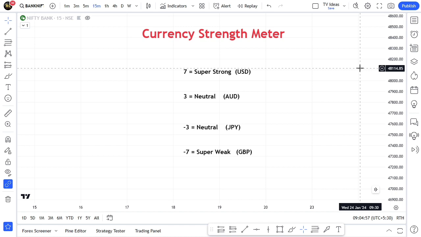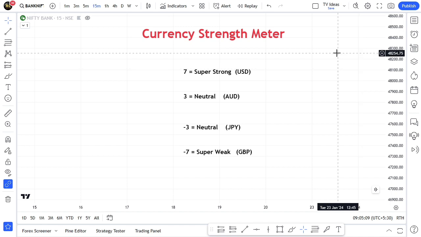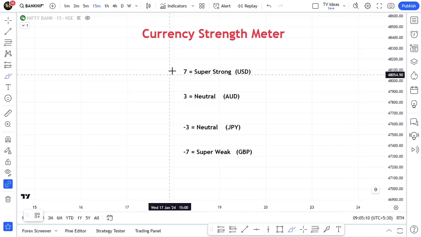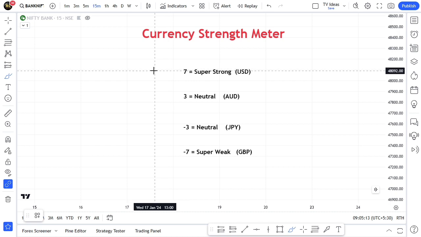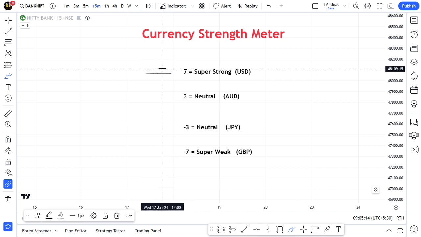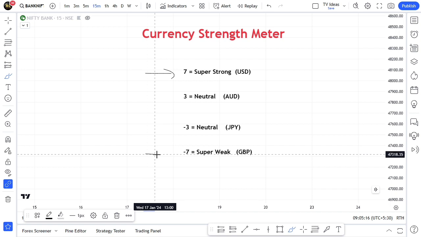Okay, and basically it helps in deciding the trades or in deciding the position size of the trade which we are planning to take on that day. Anyways, so basically currency strength meter has numbers starting from 7 to -7.